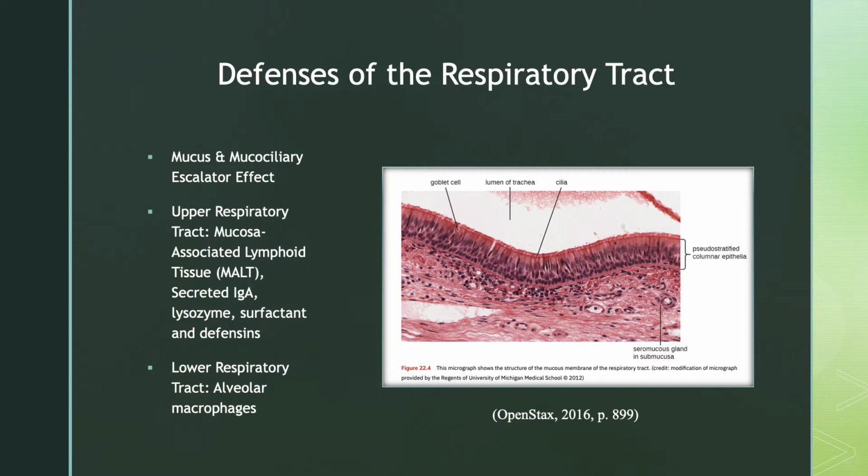The upper respiratory tract is constantly monitored by mucosa-associated lymphoid tissue, or MALT, including the adenoids and tonsils. Other mucosal defenses are secreted immunoglobulin A, lysozyme, surfactant, and antimicrobial peptides known as defensins. The lower respiratory tract is protected by alveolar macrophages, or phagocytes, that effectively kill pathogens that escaped the other defenses.